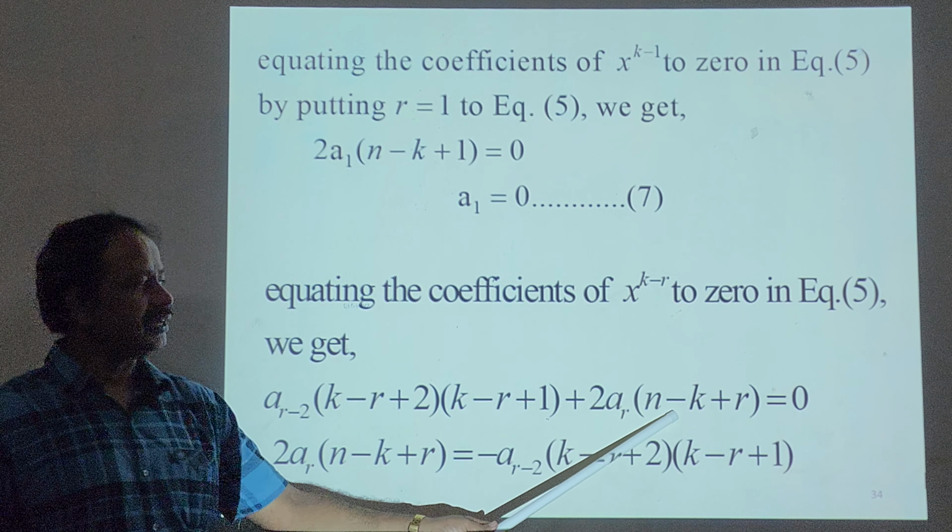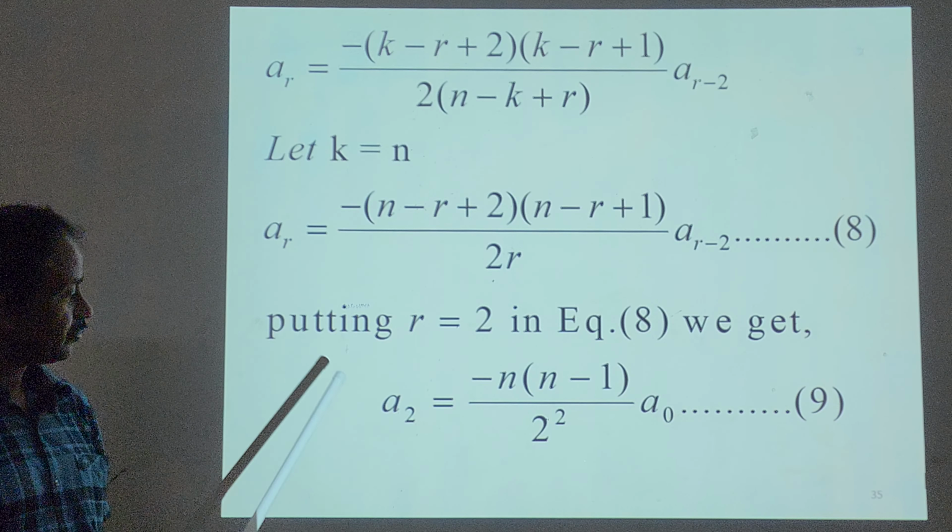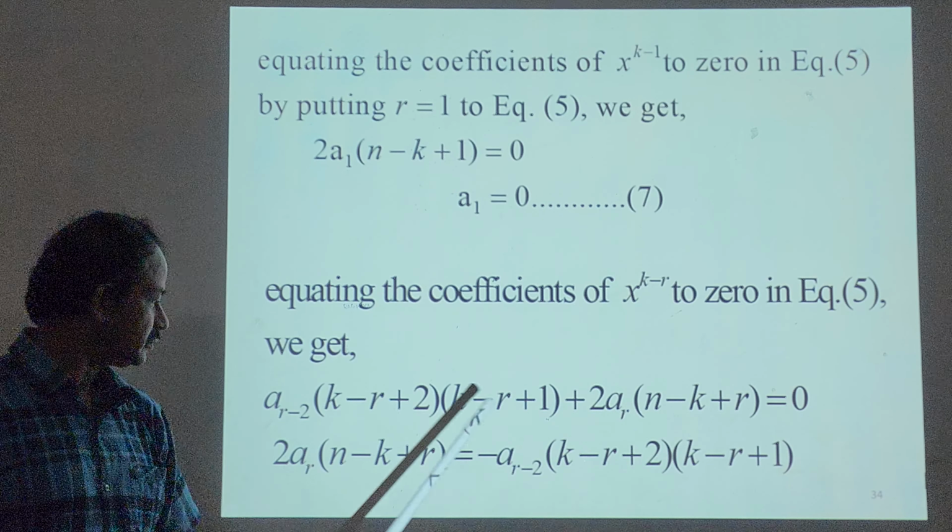Is it okay? Now you keep this term here. You bring this term to that side with a minus sign. You just keep this term here and this term to the right hand side with a minus sign. So ar becomes this term divided by 2(n minus k plus r). This term I have written minus a r minus 2 as it is. Any doubt?